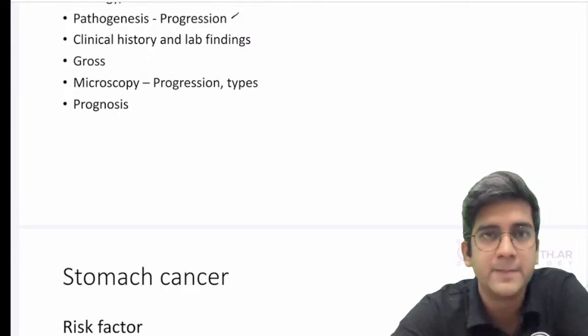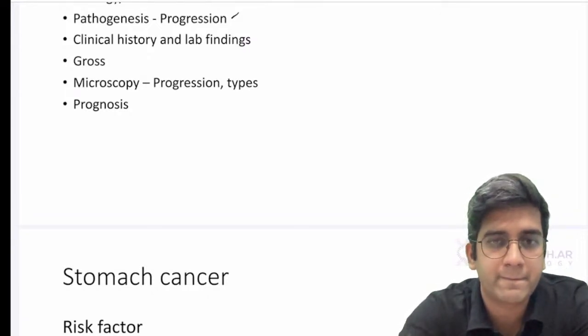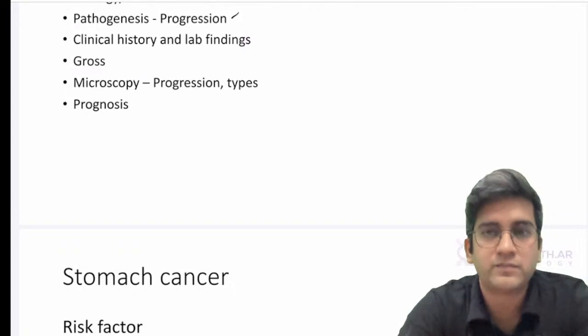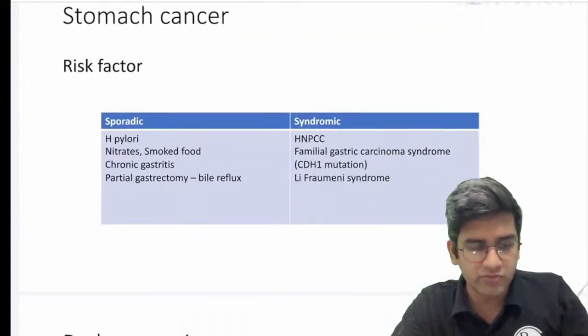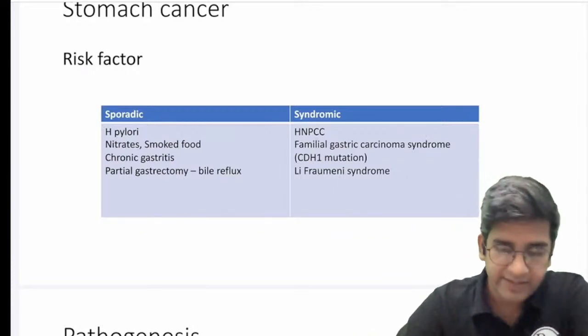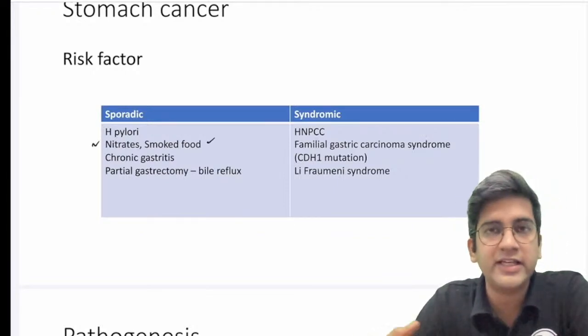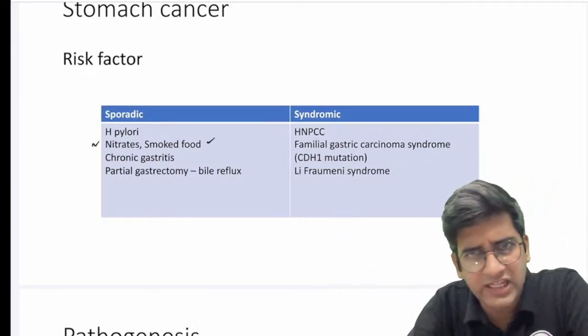Just give me a second. Okay, perfect. Antacid use, yes, to some extent can be there. Smoked food, that's definitely there. Nitrated foods, smoked foods will definitely increase the risk of gastric carcinoma or the entire GI cancer.